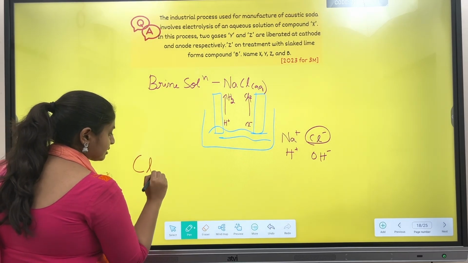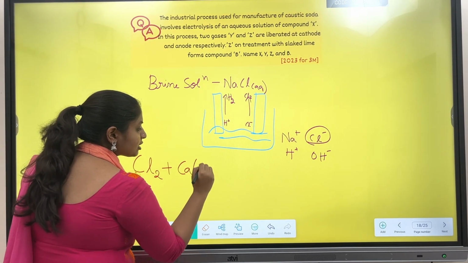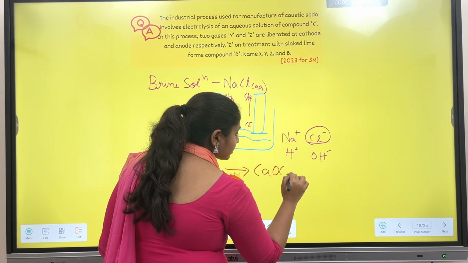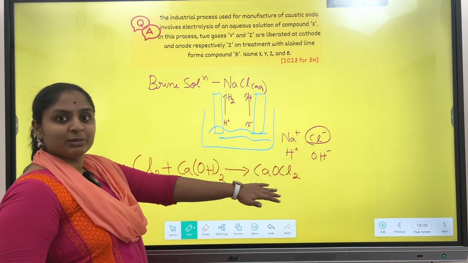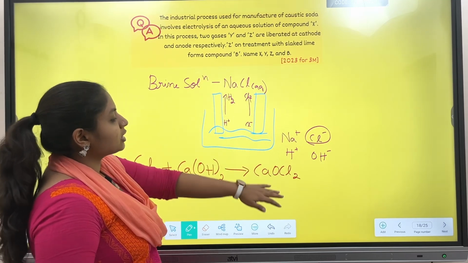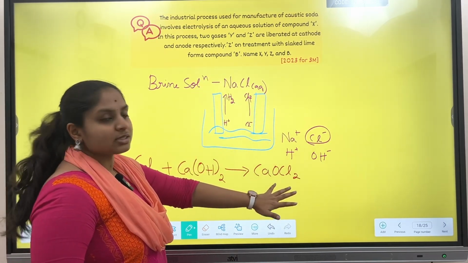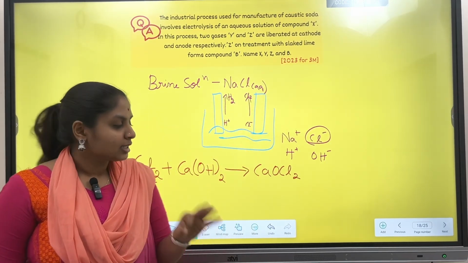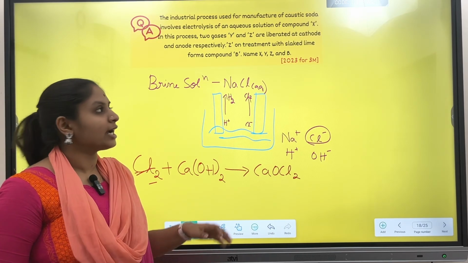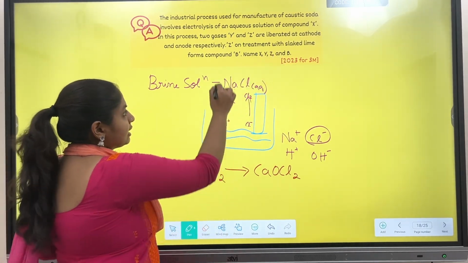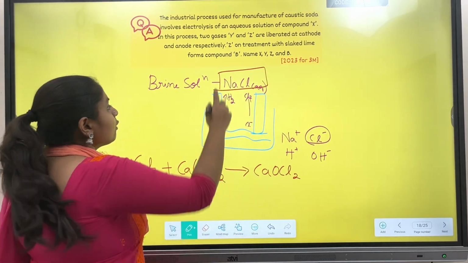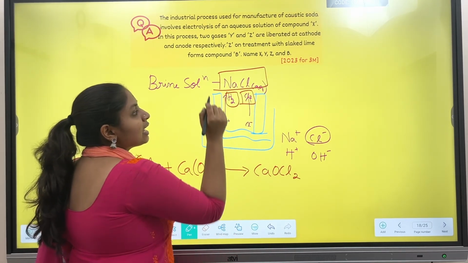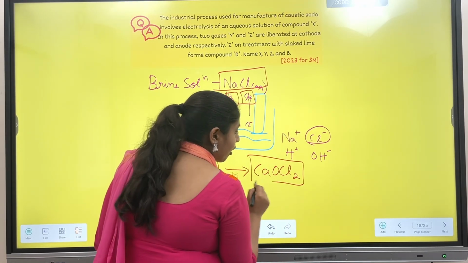So, chlorine gas Cl2 on treatment with calcium hydroxide, slaked lime, we are going to get a major product CaOCl2, or the bleaching powder, calcium oxychloride, which forms the compound B. So first, this is a 3 marker. This 3 marker will require you to write all the 4 names. X is NaCl solution or NaCl, Y is hydrogen gas, Z is chlorine gas, and B is calcium oxychloride.